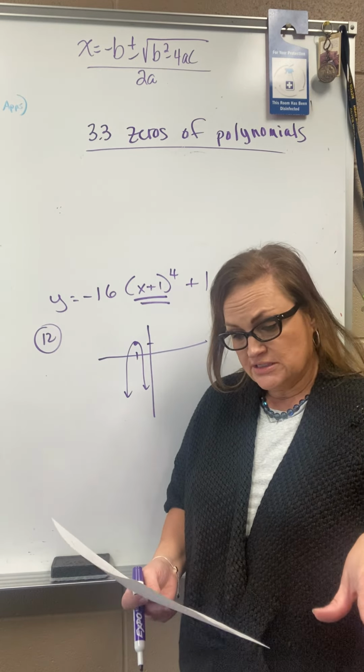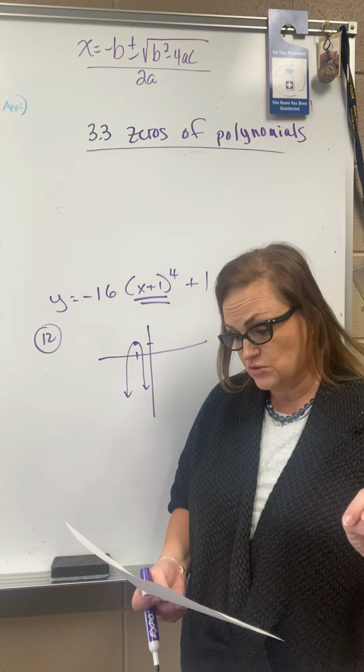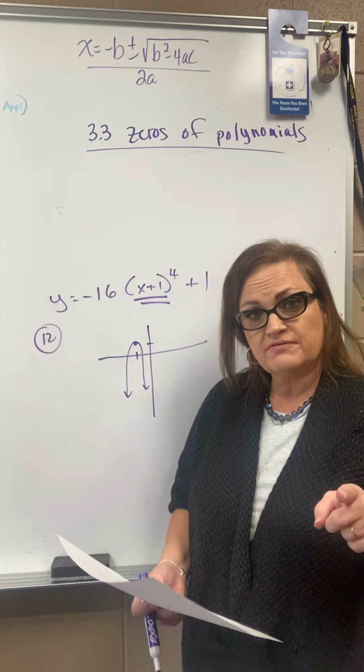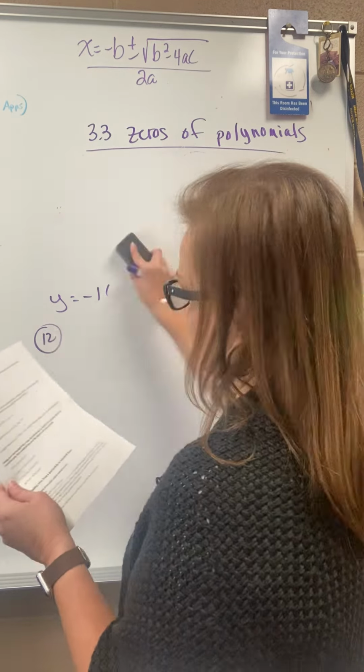All right, moving on down. The next section is going to ask us to list the zeros and their multiplicities. And some of these are already in factored form, which is very helpful to us. So let's look at those.